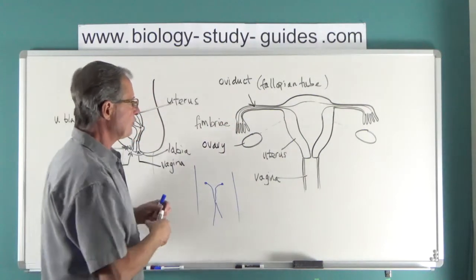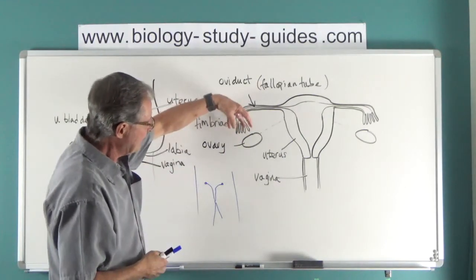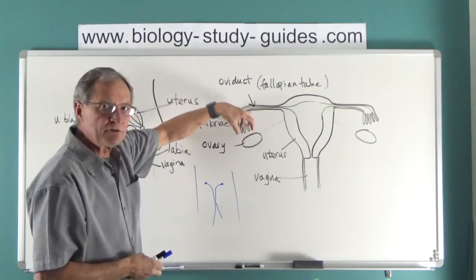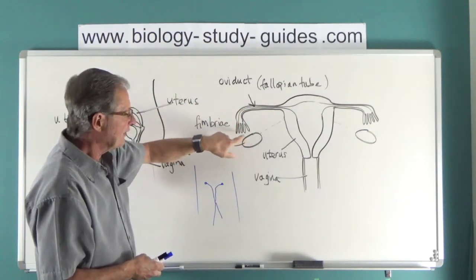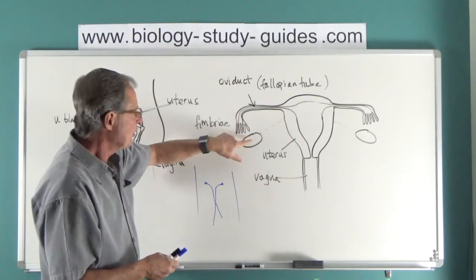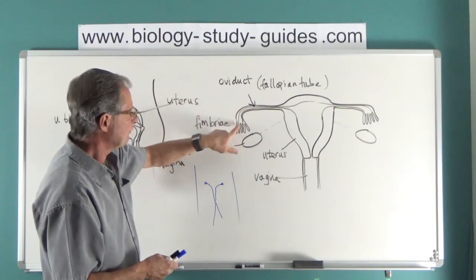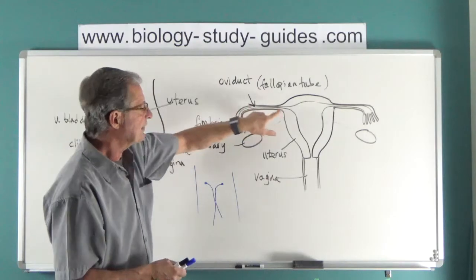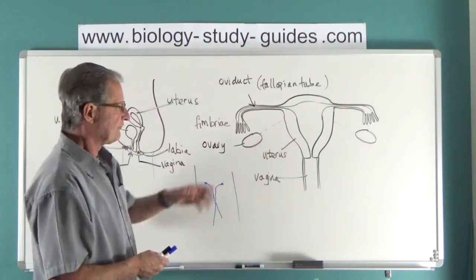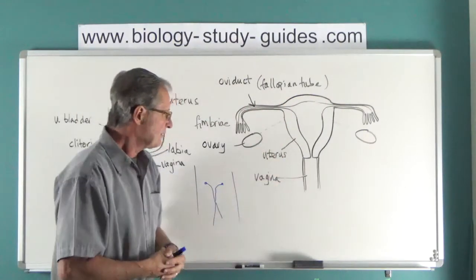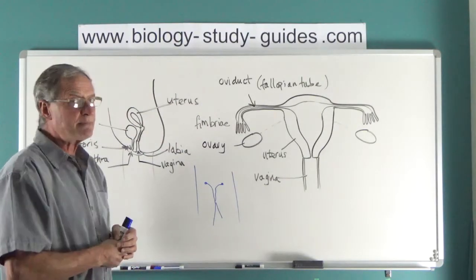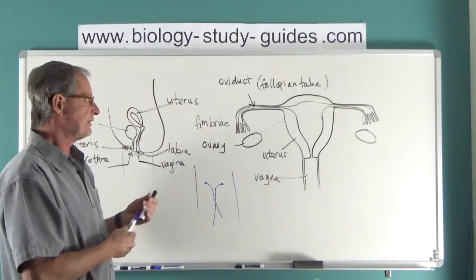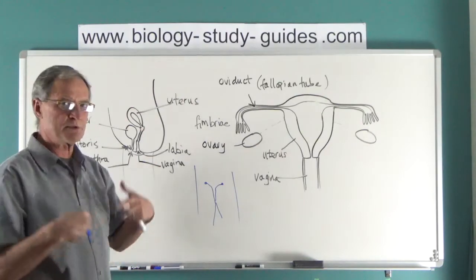And what they do, quite simply, is their action causes a little bit of fluid motion and draws ova, once it's after ovulation, into this tube. So the ova would travel along the oviduct to the uterus, and if fertilization doesn't occur, of course, it passes out the vagina. So that's about it for most of the female reproductive system in terms of its anatomy.